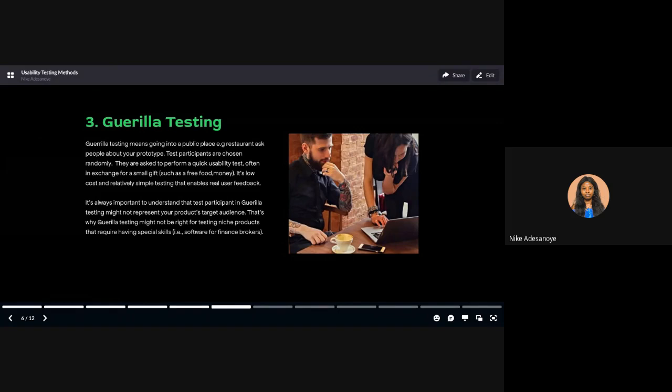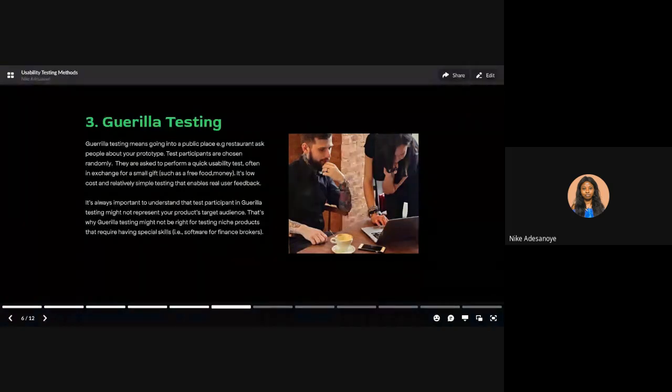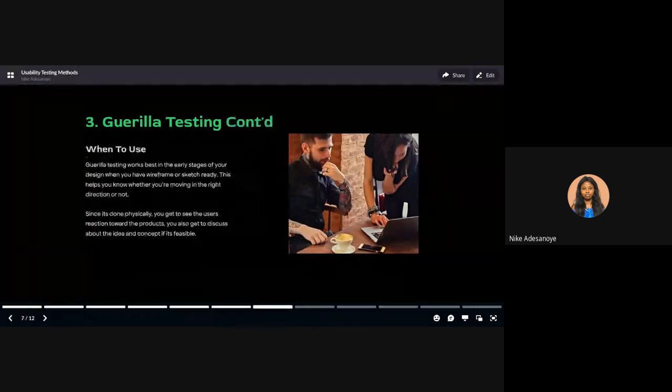Like I said earlier, it is important to understand that test participants for gorilla testing might not represent your product's target audience, but would just be random people in the restaurant that you want to test with. This image is like a coffee shop, here a restaurant. They are testing your product and giving you their thoughts about the product and the experience. And you're also seeing by yourself how easy or hard the experience is for the users to navigate.